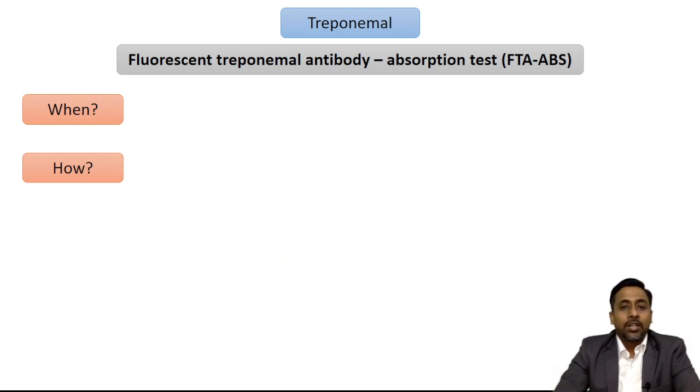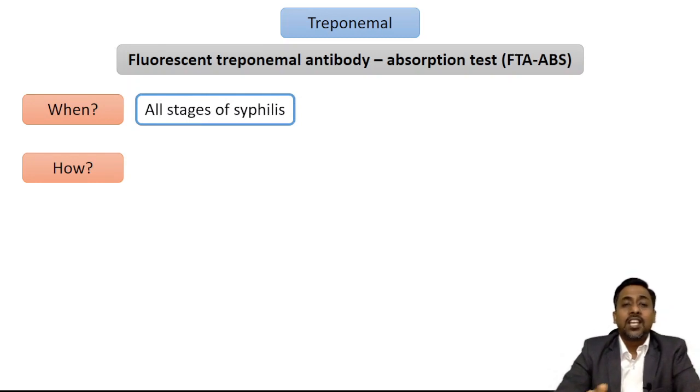Now coming to the treponemal tests. The first one is the fluorescent treponemal antibody absorption test, FTA-ABS. When to perform it? It can be performed in all stages of syphilis. It has very good sensitivity and specificity in all the stages of syphilis.